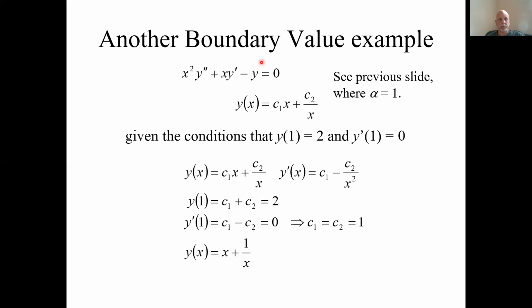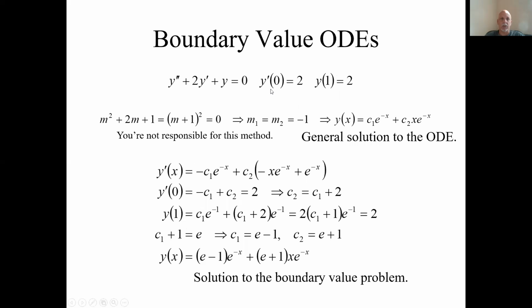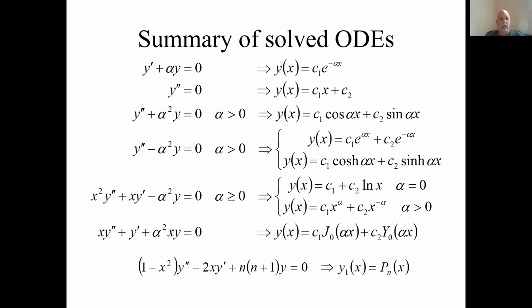Here's the equation, and here are the boundary conditions. If you go back to a previous slide, this equation is on that previous slide. I forget which one it is. I think it's this one, maybe, where alpha equals 1, I believe. So we get the solution from this one.